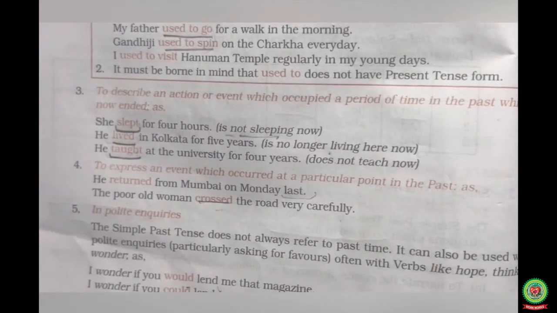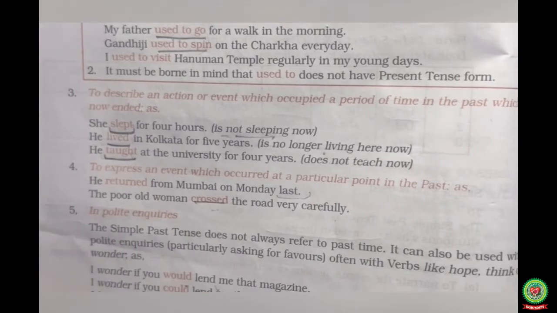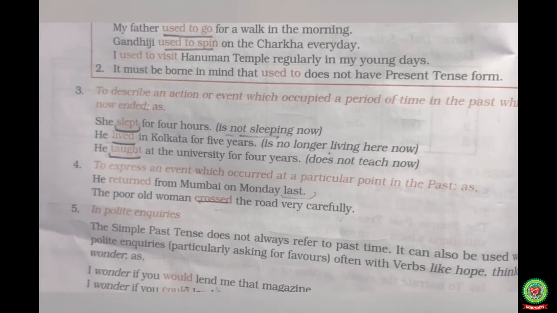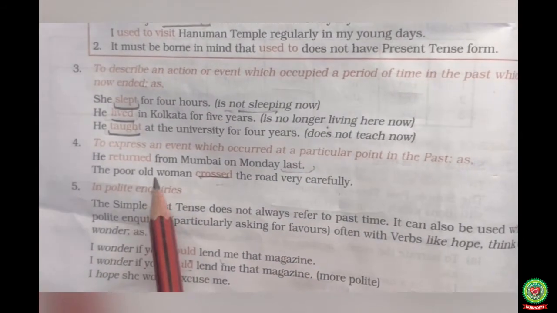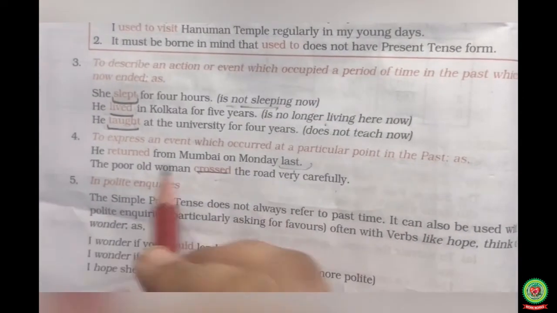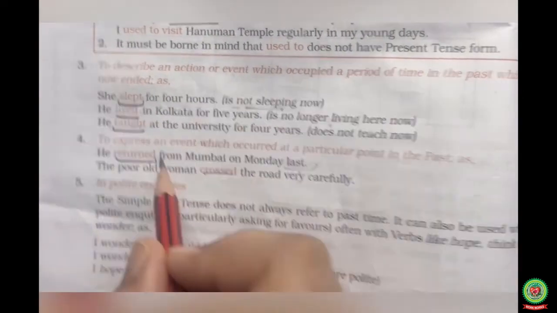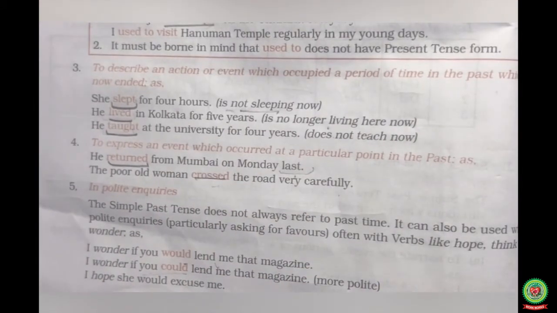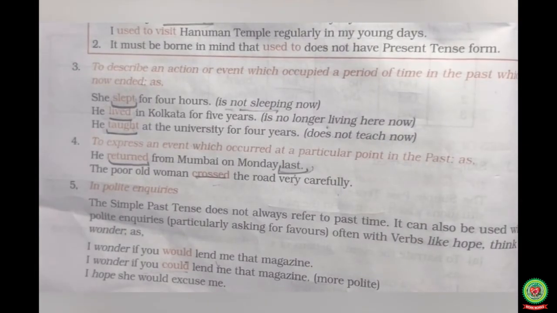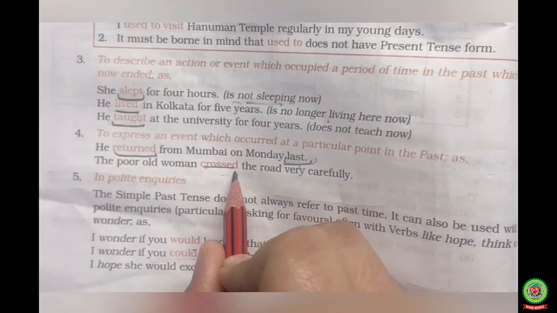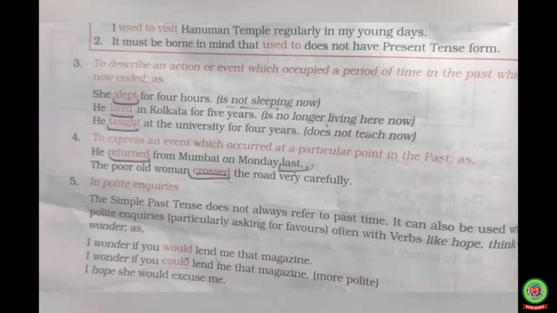Now your fourth point, to express an event which occurred at a particular point in the past, means not on a regular basis, a particular point of time this incident has happened in the past. In 4.c, an example is also given. He returned from Mumbai on Monday last. So returned will be the answer. He has returned, the action has taken place, and moreover we are given a hint here of last. Next is, the poor old woman crossed the road very carefully. So she has already crossed it, so the word will be crossed.